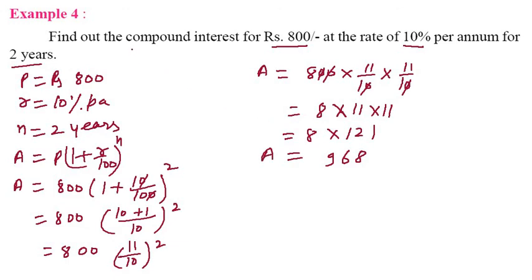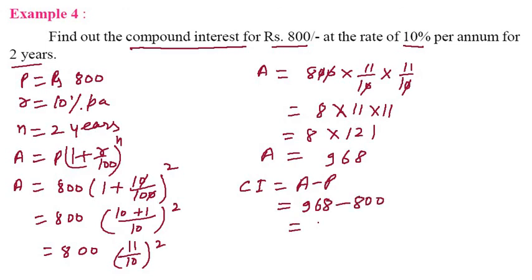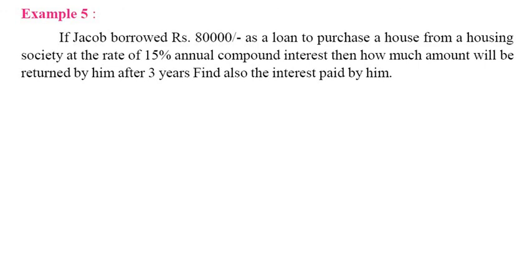But we want to find the compound interest. Compound interest is CI. CI will be equal to A minus P. A is given as 968 minus principal, which is given as 800. So your amount of compound interest is 168 rupees. So you have to write CI is equal to rupees 168, and that is your answer. Now come to example 5.